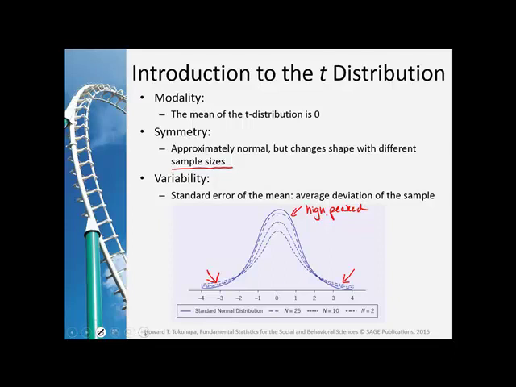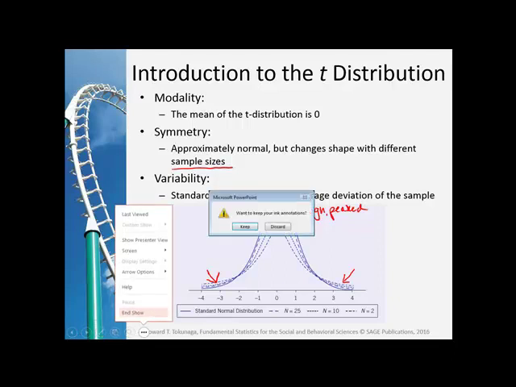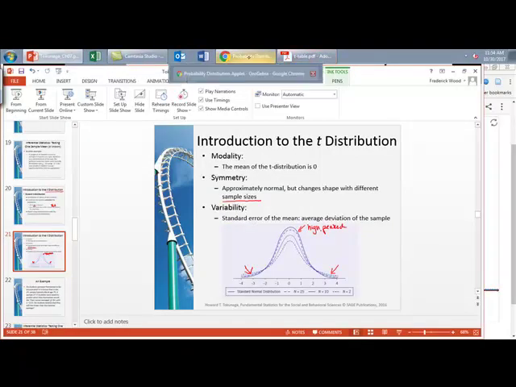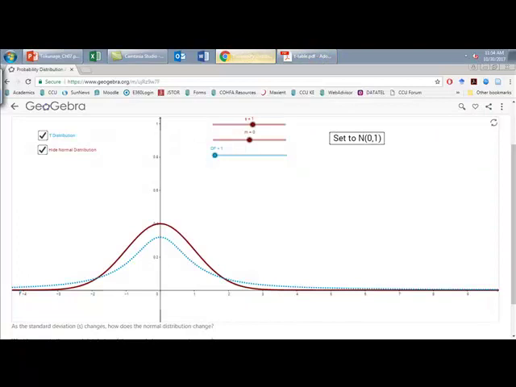Let me end the slideshow. This is a simulation of a T distribution where I can vary the size of the sample. The number in the sample is represented by what's known as degrees of freedom. I'll talk about that a little bit more in a minute. But let's say with 1 degree of freedom, that means our sample size is 2. Pay attention down here to this blue dotted line, because that's our T distribution.